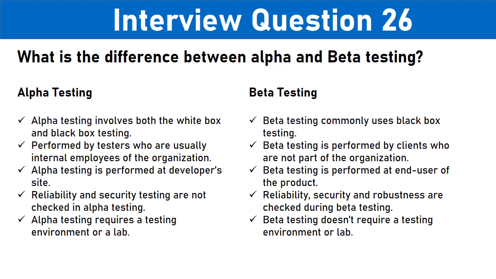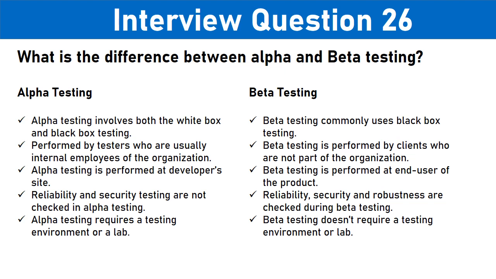What is the difference between alpha and beta testing? First, alpha testing. Alpha testing involves both white box and black box testing, performed by testers who are usually internal employees of the organization. Alpha testing is performed at the developer's site. Reliability and security testing are not checked in alpha testing. Alpha testing requires a testing environment or a lab.